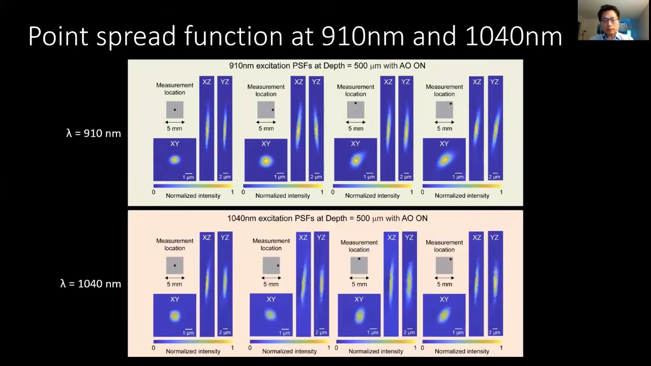view. The bottom figure shows the measured point spread function of the 940 nanometer wavelength. The overall shape also stays similar across the field of view. In addition, the 910 nanometer and 1040 nanometer point spread function are very similar to each other, demonstrating that the Diesel2P system can perform well simultaneously at these two optimized wavelengths.